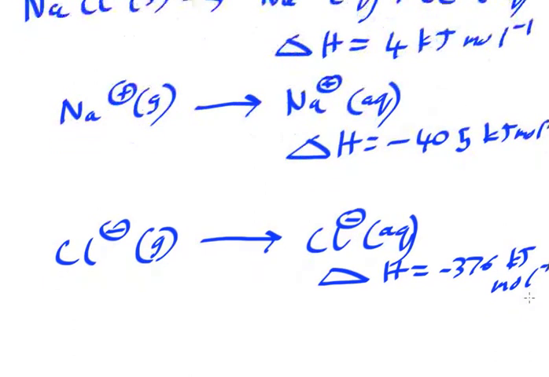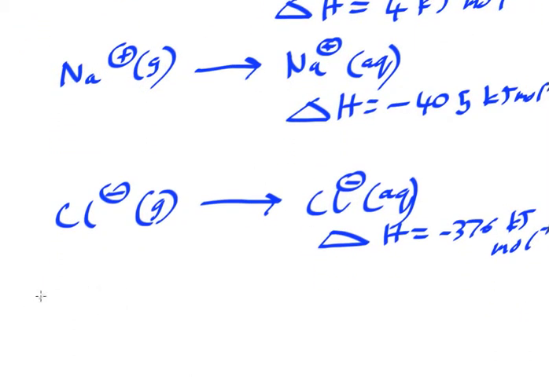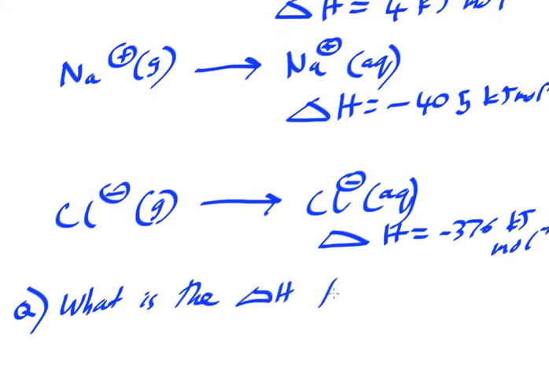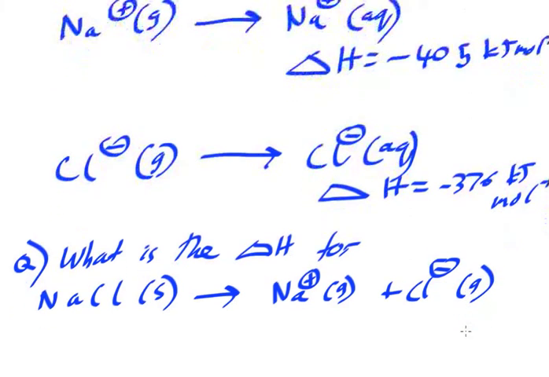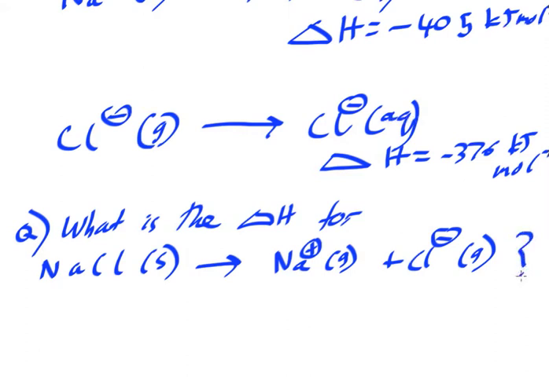And what we're actually going to be asked here is, what is the delta H for this equation instead? NaCl in its solid state going to Na plus as an ion in its gaseous state plus Cl minus in its gaseous state. So that's the question. The delta H for this is unknown.